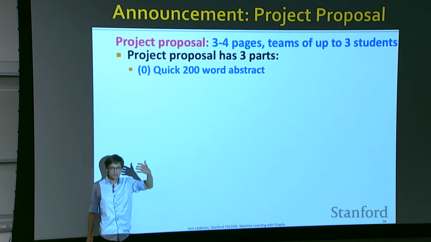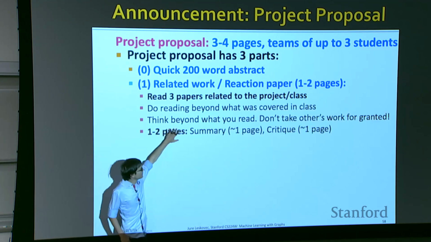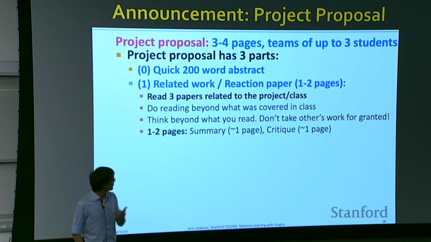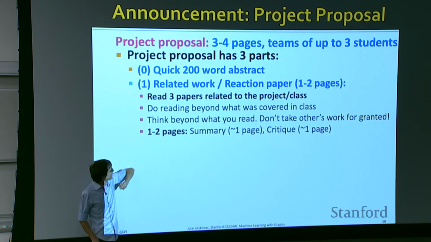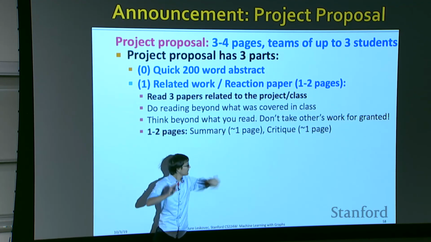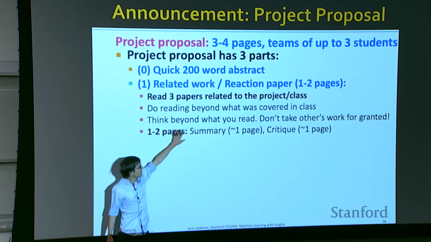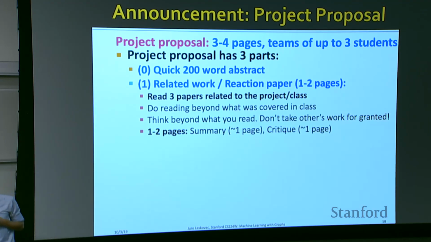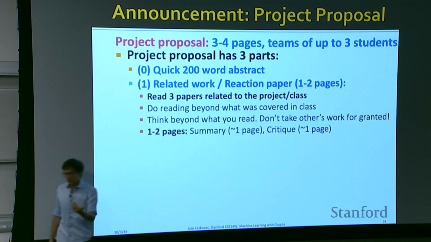What would we like? We would like a 20-word abstract of the core idea, what you are proposing. We would like around 1 to 2 pages of related work and critical assessment, your reaction to the papers you read. These are essentially about 3 papers that are related to your project idea. You read them, you summarize them, and then you critique them. There should be about half summary, half critique. This is important because the point here is to teach you how to think beyond what you read and not take what the paper says for granted. And this will allow you to differentiate your work from what has already been done.